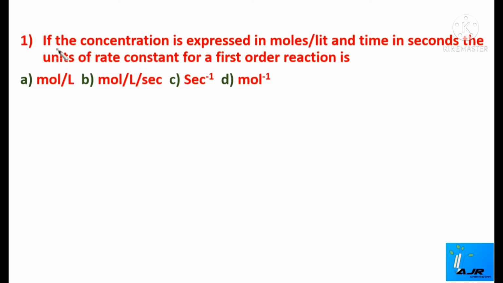Let us see the first question. If the concentration is expressed in moles per liter and time in seconds, the units of rate constant for a first order reaction is mole per liter per second per mole.